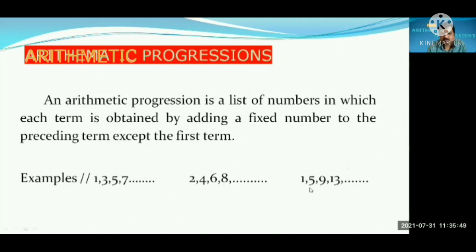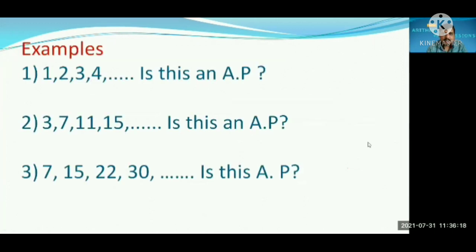And the next one is 1, 5, 9, 13. See here, if you add 4 to 1, we get 5. 4 to 5, 9. 4 to 9, we get 13. Like this, here also the common difference is the same, fixed, that is 4. These are examples for AP. Now we will see some more examples.